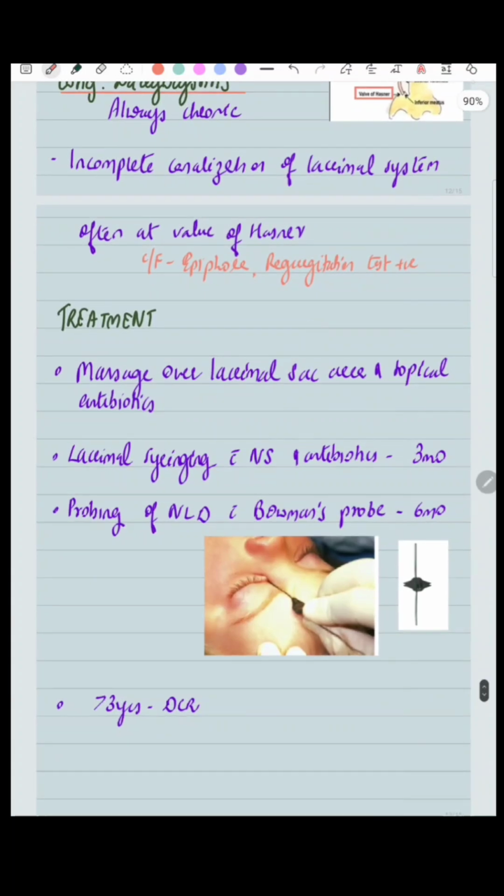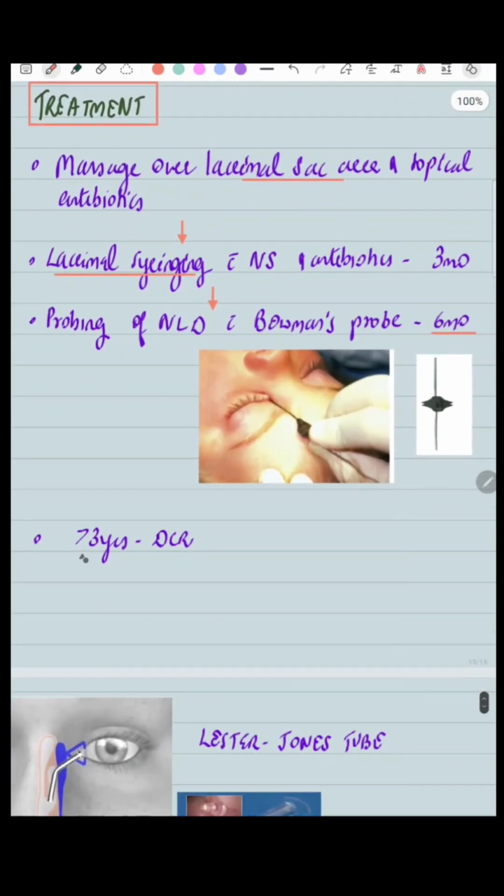Treatment of congenital dacryocystitis with epiphora: the first step is massage over the lacrimal sac area and topical antibiotics. If it is not subsiding, then lacrimal syringing with normal saline and antibiotics is done. If not cured after 3 months, this is followed by probing of the nasolacrimal duct with Bowman's probe, at 6 months. This is the Bowman's probe. If it is chronic epiphora beyond 3 years, then dacryocystorhinostomy is done.